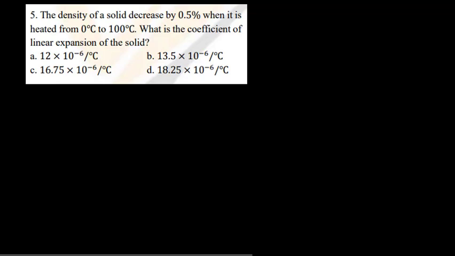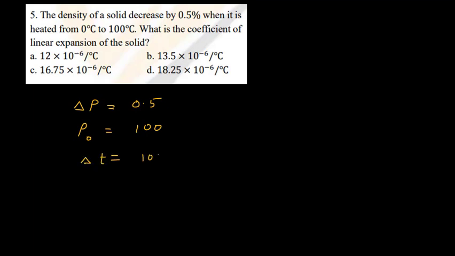So in this problem, there is a decrease in density by 0.5%. It means if we consider the initial density as 100, then the change in density, that is delta rho, is 0.5 when rho naught, the initial density, is 100. Okay, this is given. Change in temperature delta T is given as 100 degrees Celsius. Now what they want is the value of alpha. Alpha is the question mark.